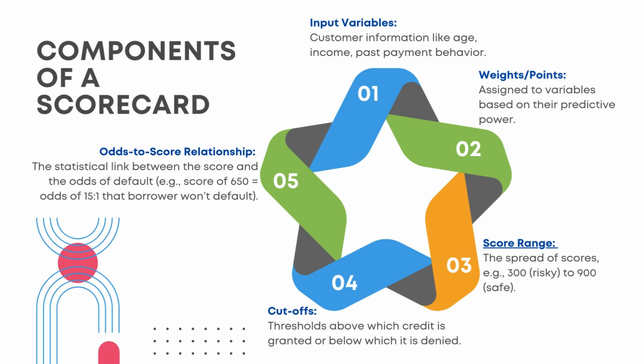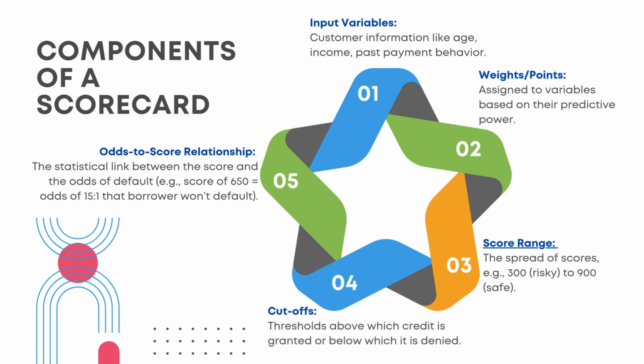Score range. It usually ranges from 300 to 900. It is basically the spread of scores, 300 being the risky and 900 being the safe. As we all know, a higher score means lower risk. Cutoffs. Institutions set score thresholds to approve or reject loans. Thresholds above which credit is granted or below which it is denied.